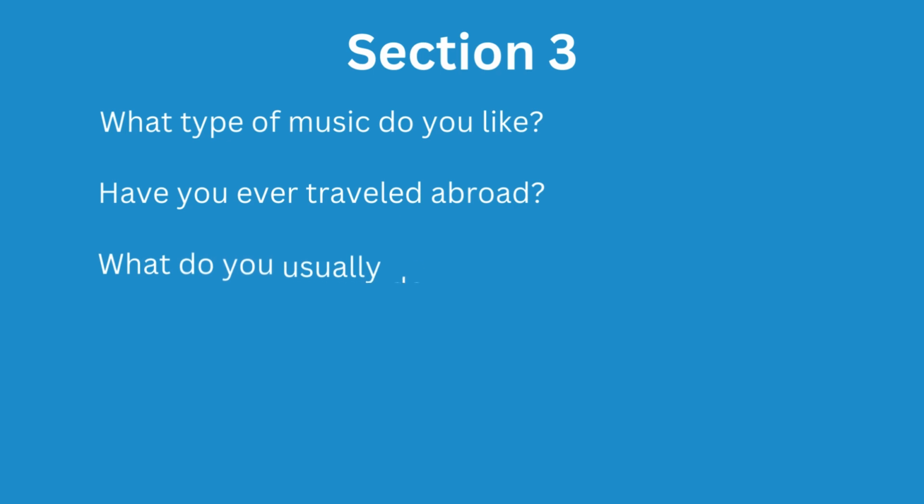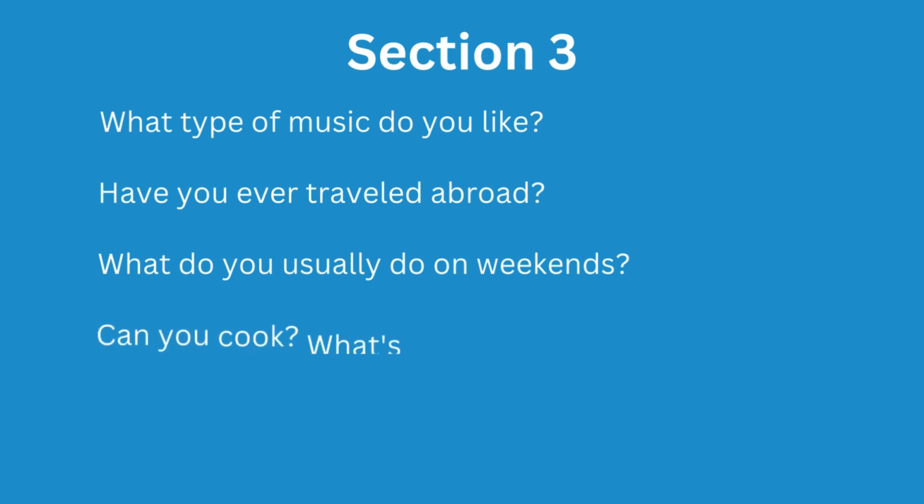Next question is, what do you usually do on weekends? Now here you can mention any activities that you do on weekends. For example, you can say, I usually go out with my friends on weekends, or we usually play some kind of sport together, or I usually play board games with my family on the weekends, or we go to watch movies on weekends, any activity.